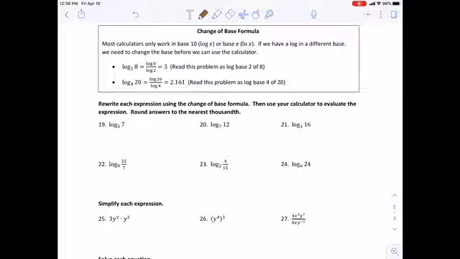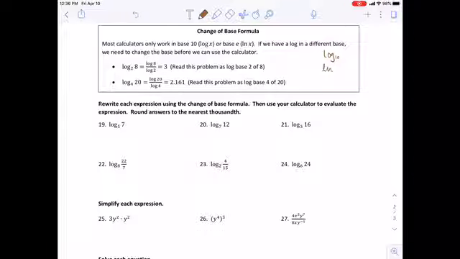Now, the purpose of the change of base formula is to be able to type a logarithm into a calculator. You may have noticed that most calculators will let you do a log whose base is 10 or a natural log, that ln or natural log. But most calculators don't let you work in a base that's not either a base 10 or a natural log. So we have to change the base.